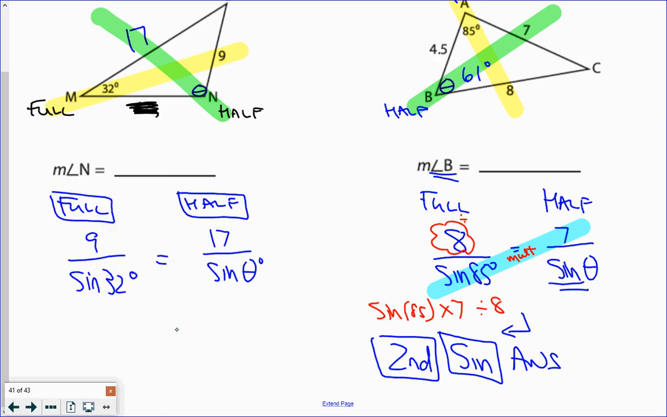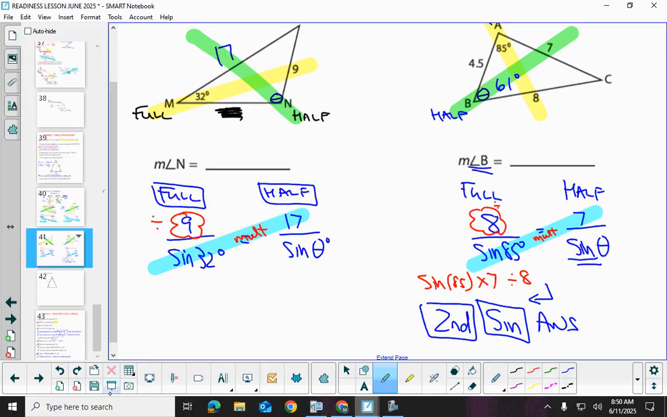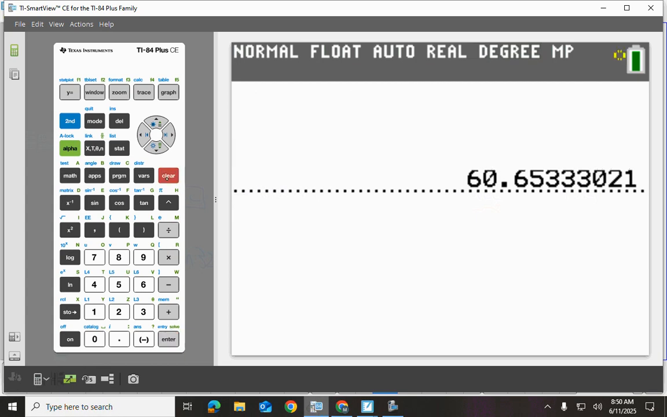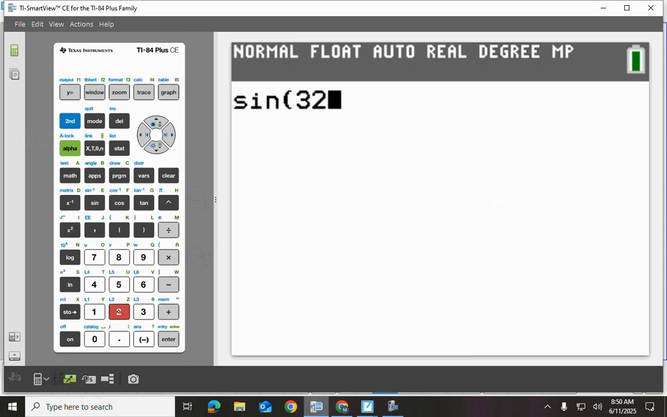Okay, which way does your diagonal run? Right, so here's your x, so don't include that. This is your diagonal. So you're going to multiply this, and then you're going to divide that. So we're going to go sine 32 times 17. So sine 32 times 17, then divide by 9.